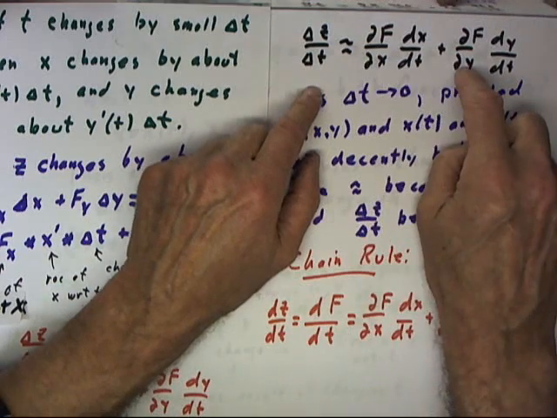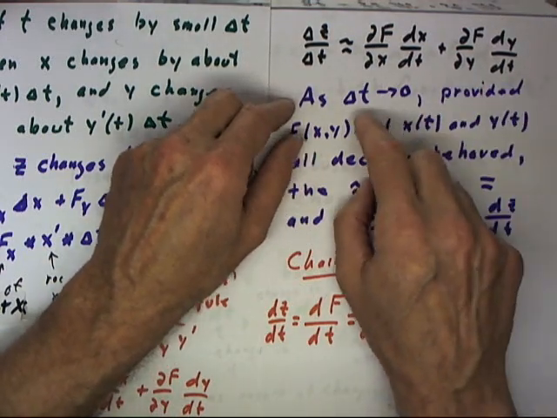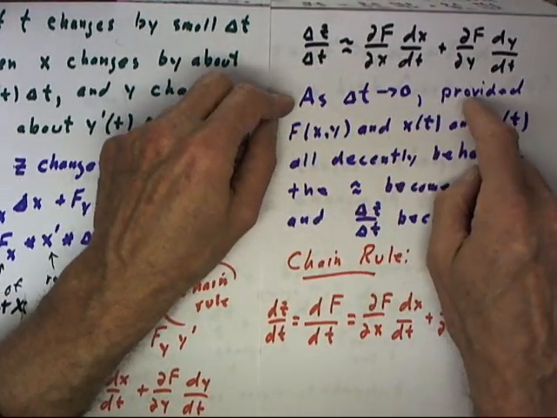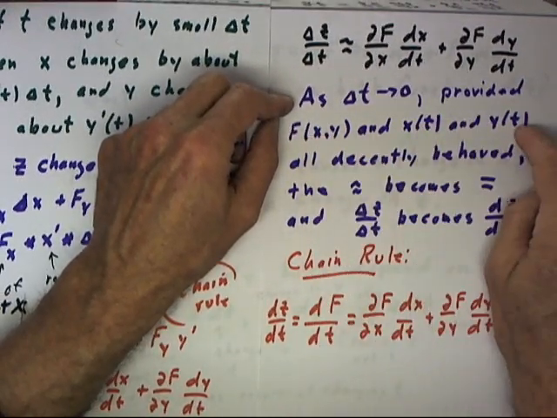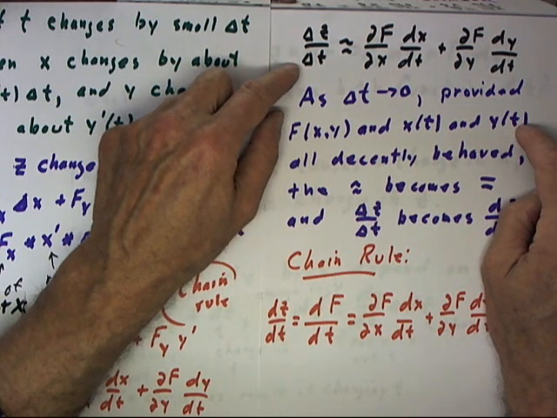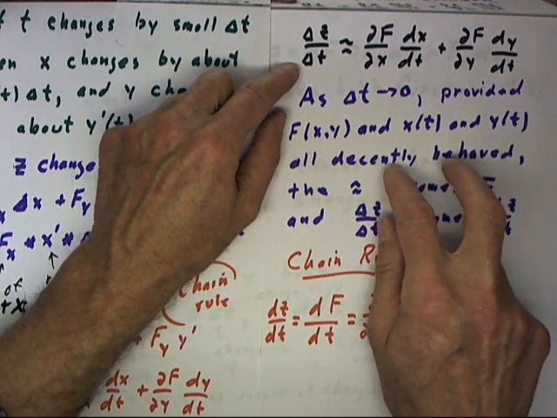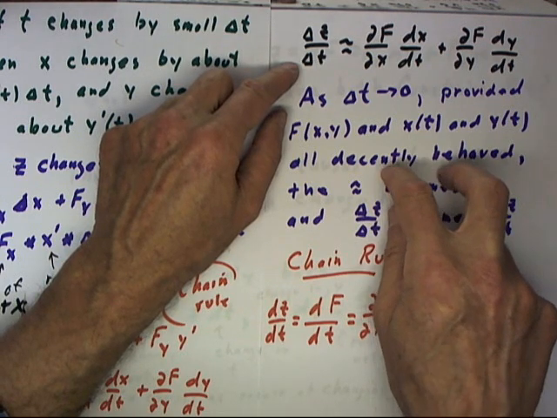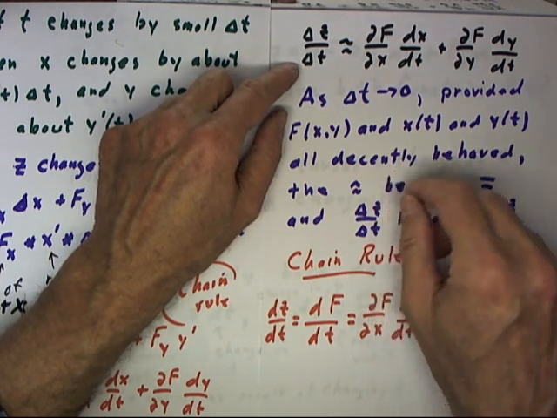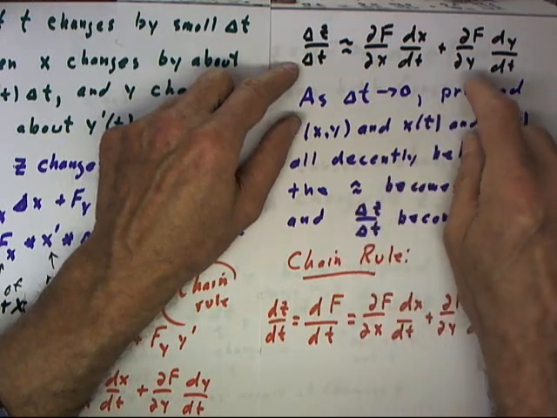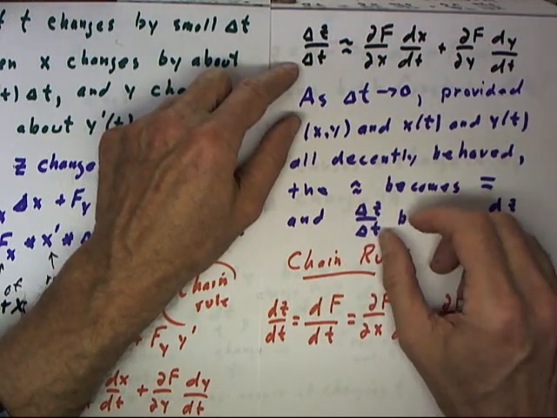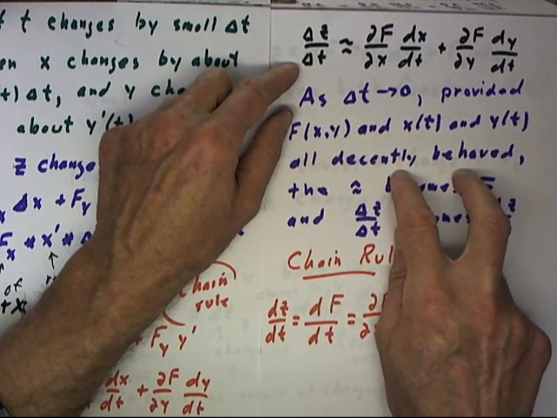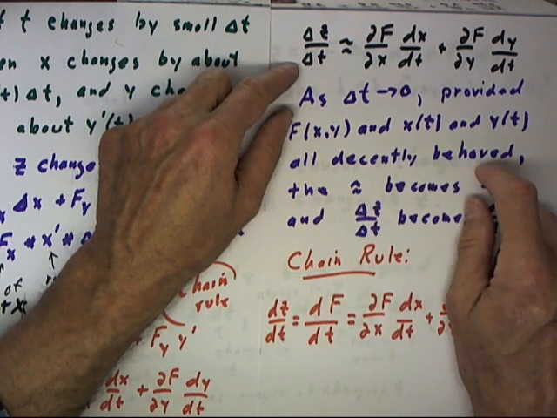So we rewrite that expression at the top of the page for reference. As delta t approaches 0, provided the f, x, and y functions behave themselves decently. Now we'll have to define what decently behaved means. Basically this means that the functions are differentiable and defined and so forth. And of course if it's differentiable it's defined, but we'll worry about the rigorous meaning of decently behaved later.